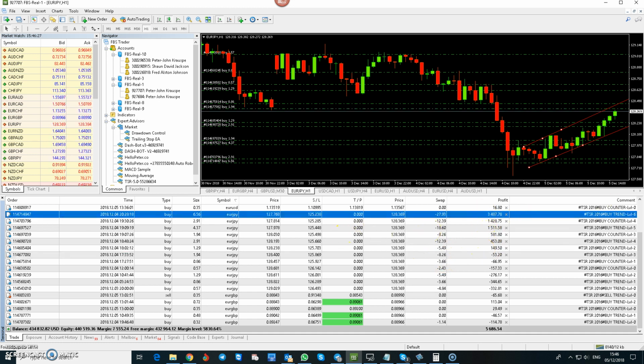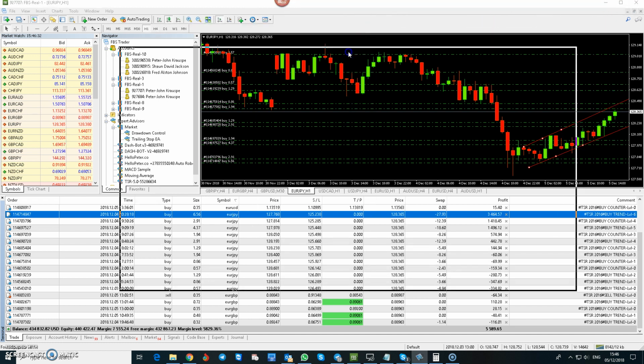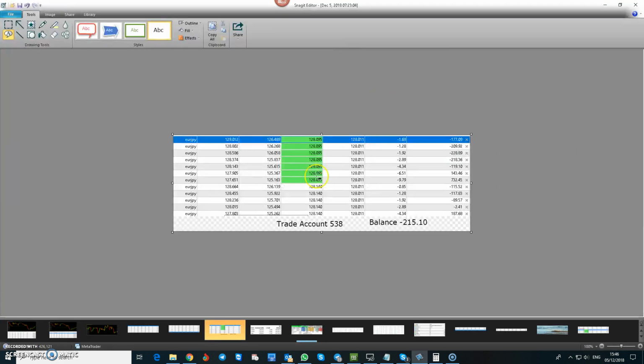Just to give you an idea, I'm going to go back to the beginning of this morning and bring this onto the screen, just to show you the history. So if you have a look here, that was the starting point of where the robot was about to close. If I add all the profit and losses together, it was on minus $2.15.